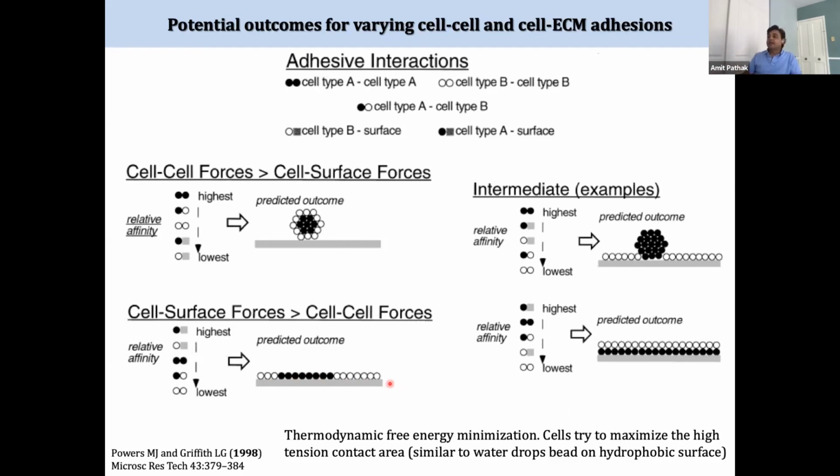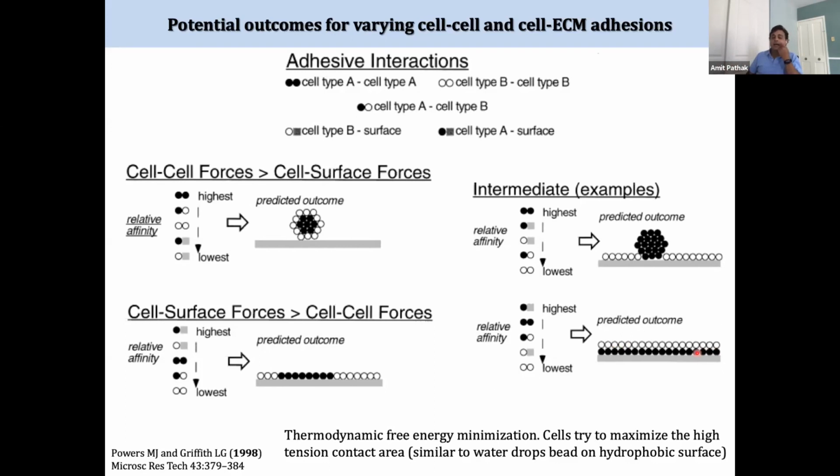Other intermediate examples might be this: one cell type really wants to stick to each other, but not so much to the ECM. And the other cell type doesn't want to stick to each other at all, just wants to stick to the ECM. Then you might get this. Another possibility is that the darker cells really want to stick to the ECM, but the hollow ones, not at all. Then you might get a dual layer of different cell types.